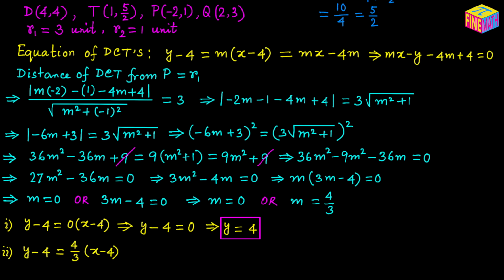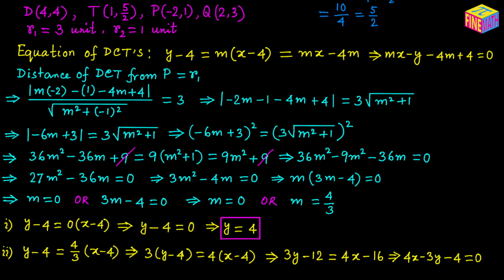And what would be the equation of the second direct common tangent? That will be like this: y minus 4 equals 4/3 times x minus 4. That 4/3 is the value of m sub 2. I am using the second value of m that we just calculated. And if we simplify this, our equation is going to look like that. And from there we can say that our equation will look like this. And from there we get 4x minus 3y minus 4 equals 0. That is the equation of the second direct common tangent. So we have been able to find the equations of the direct common tangents.